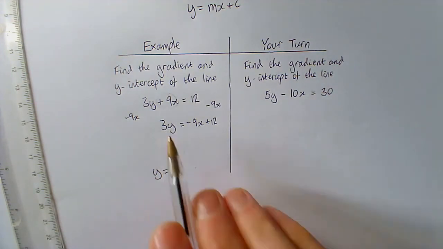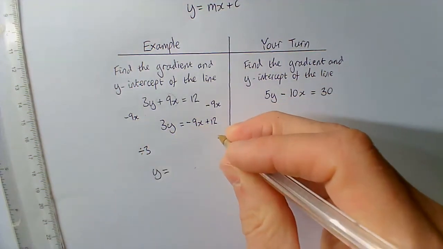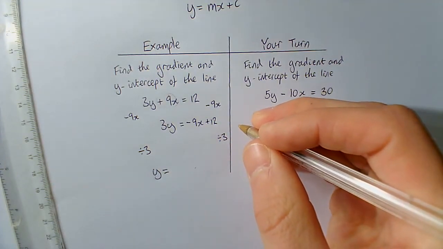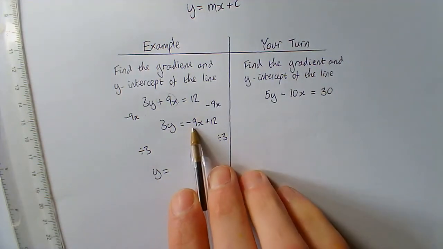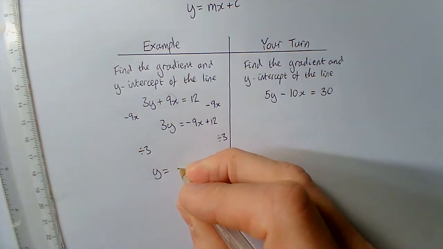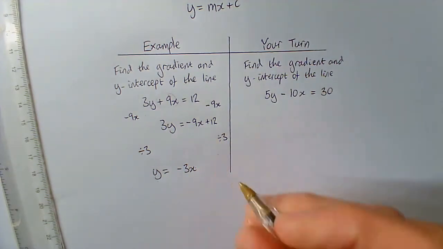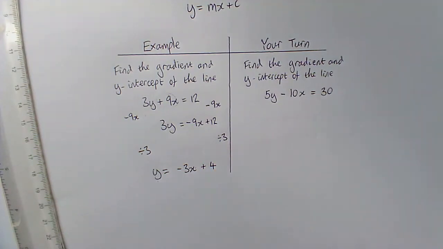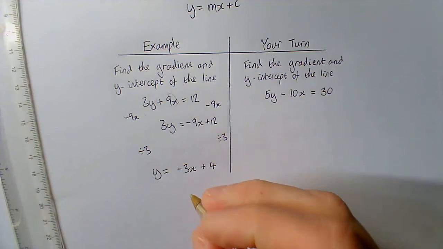Now I've got 3 times y, so the opposite is to divide by 3. The key thing to watch out for here is you divide everything by 3. So dividing 3y by 3 gives me y. Dividing minus 9x by 3 gives me minus 3x. Dividing 12 by 3 gives me plus 4. And we're done. We haven't finished the question yet, though, because we haven't found the gradient and the y-intercept.